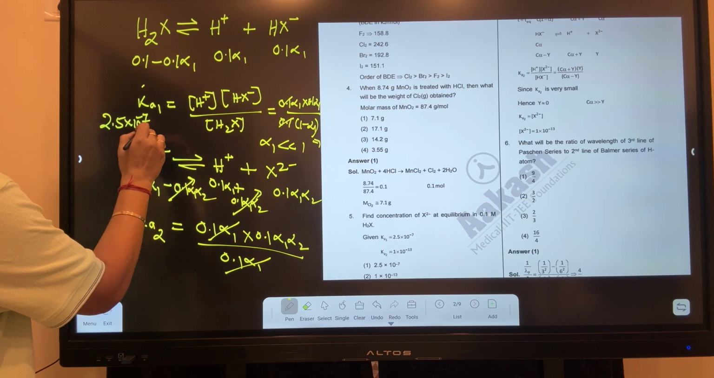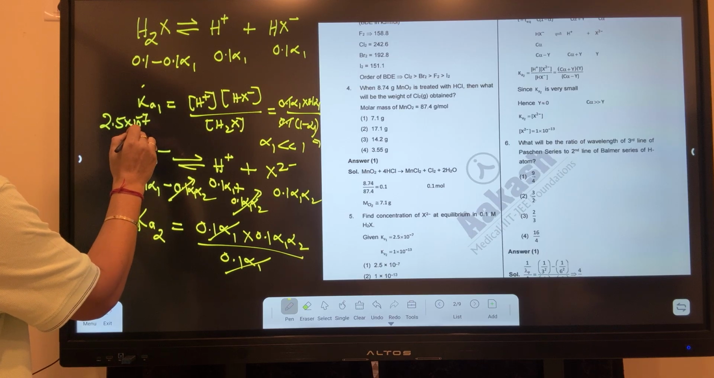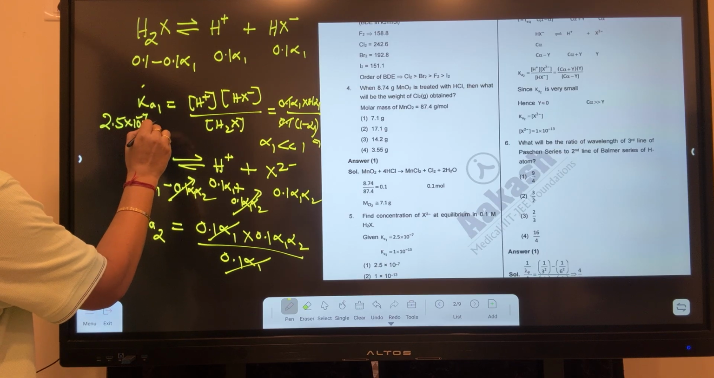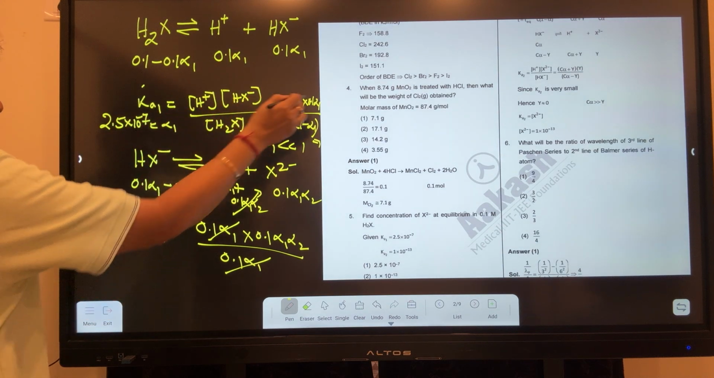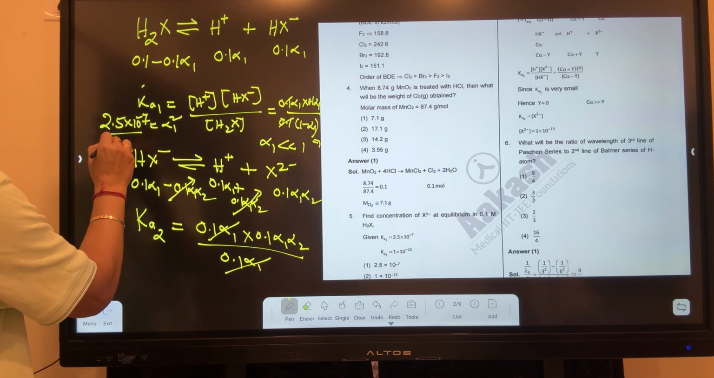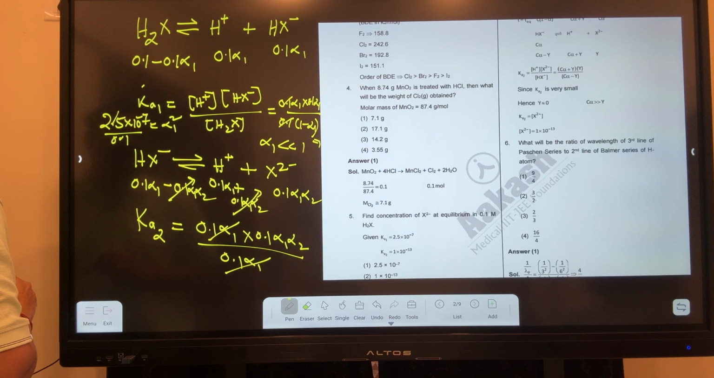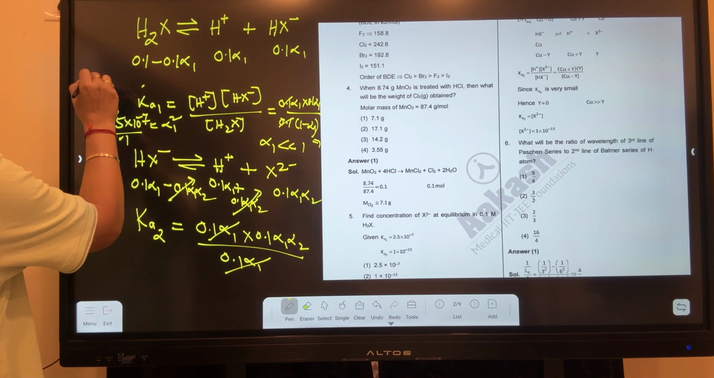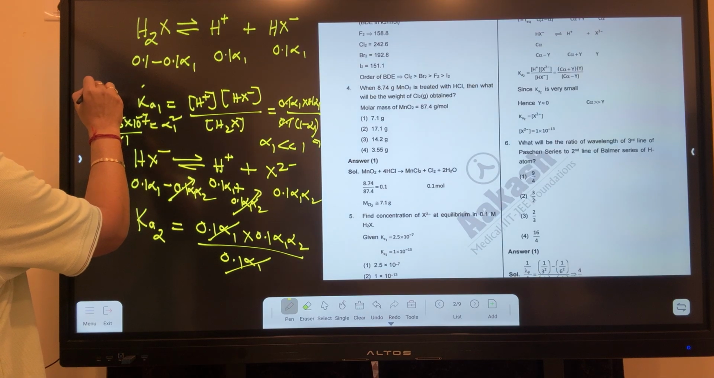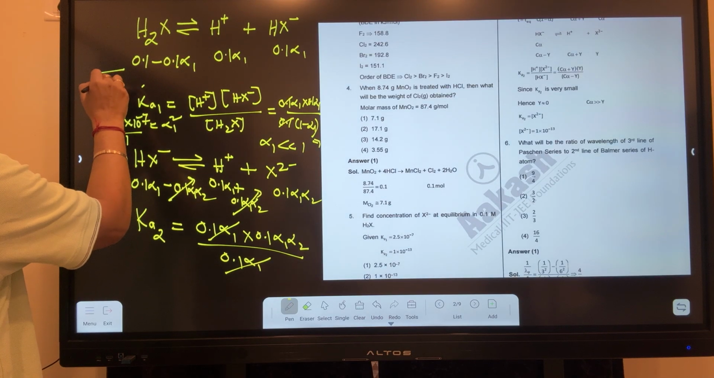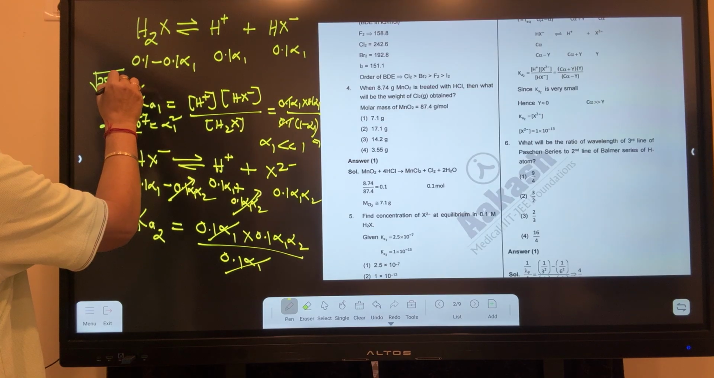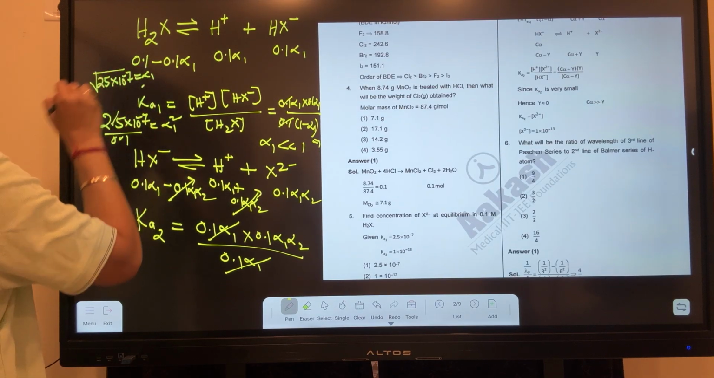So then immediately here we will get alpha 1 square will be equals to 2.5 into 10 to the power of minus 7 by 0.1. Now this decimal point and decimal point cancel out. So then immediately we are getting 25 into 10 to the power of minus 7. Then 25 into 10 to the power of minus 7, that means what can we get over here? Under root of 25 into 10 to the power of minus 7, that will be equals to your alpha 1.